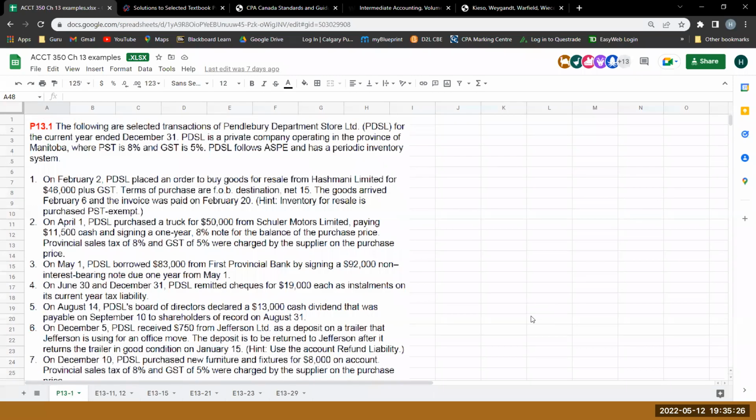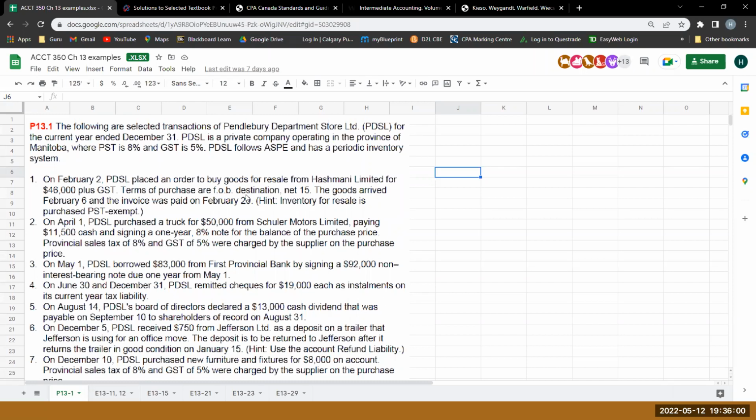Okay, so starting with the first one on February 2nd, I'm just going to do the journal entries out here so that we can compare. For number one, we have February 2nd, PDSL placed an order to buy goods for resale from Hashmani Limited for $46,000 plus GST. Terms of purchase are FOB destination, net 15.